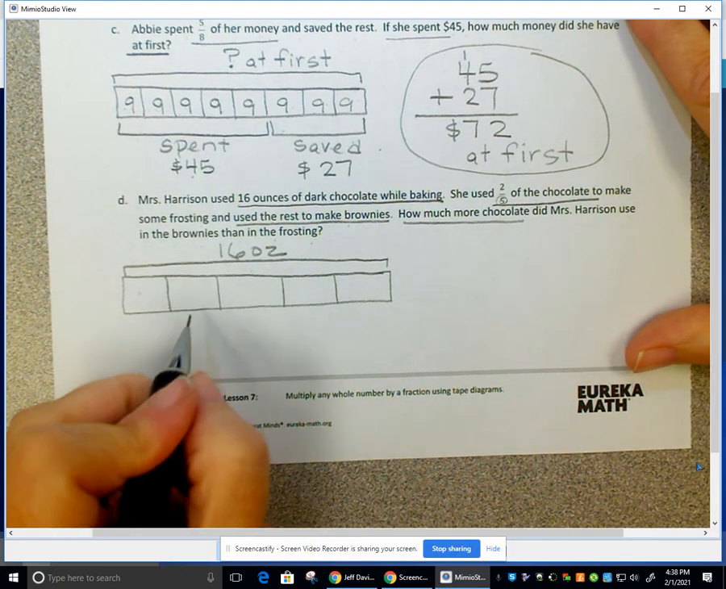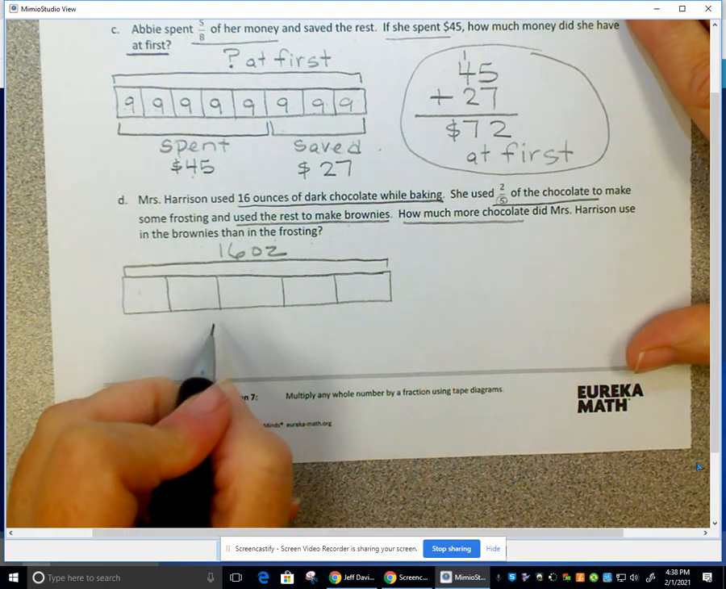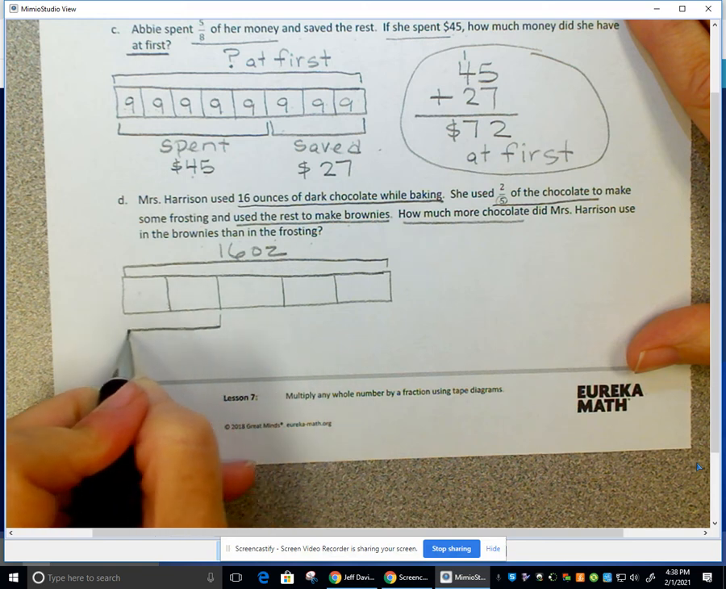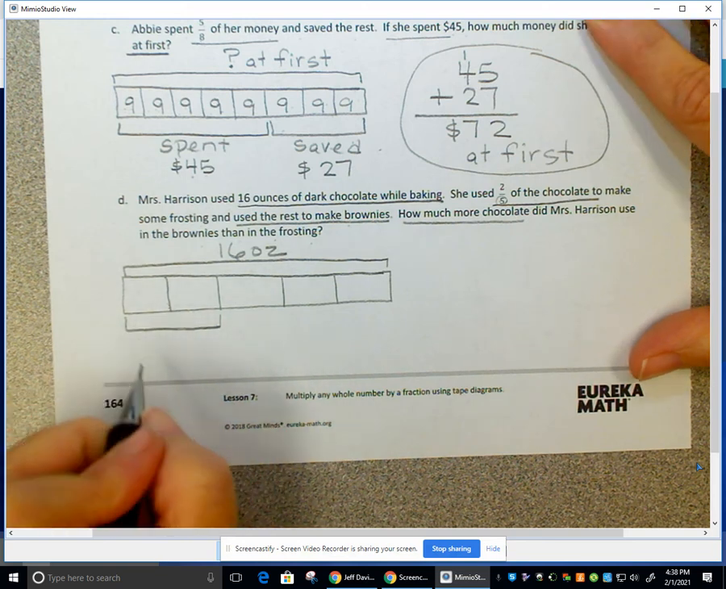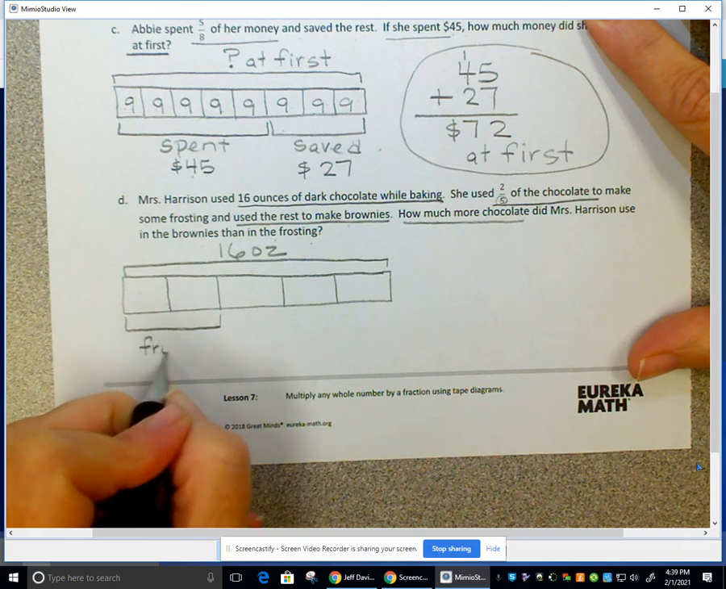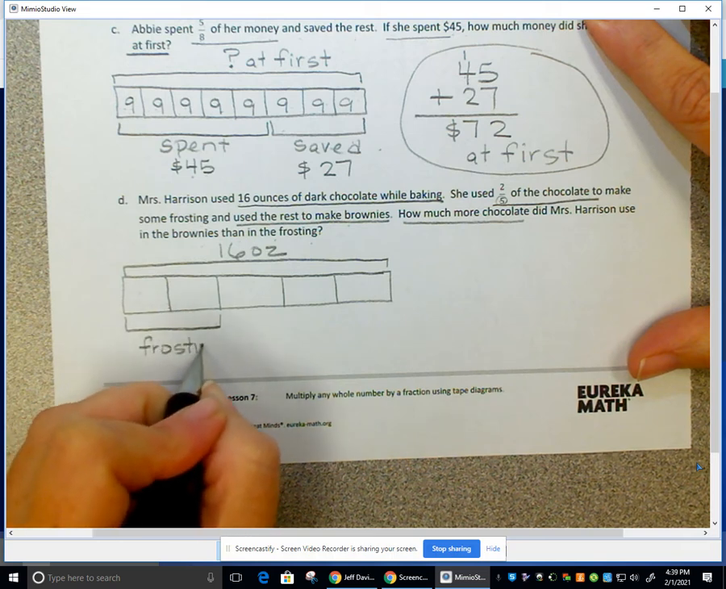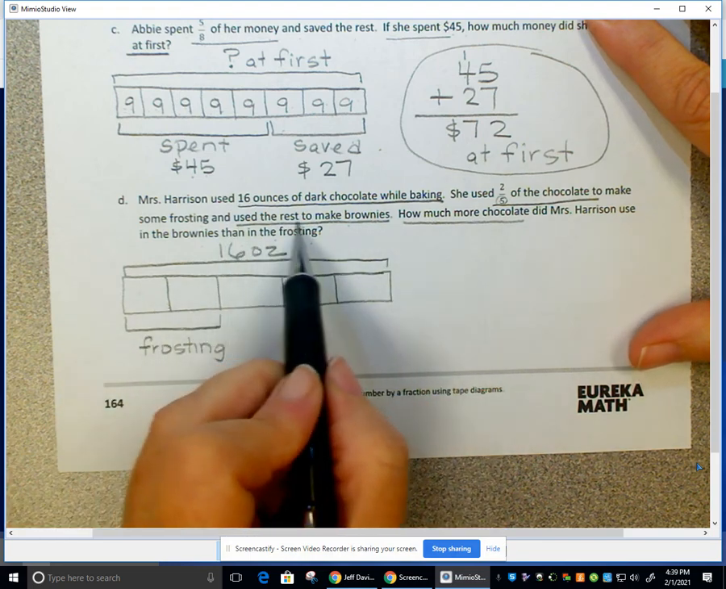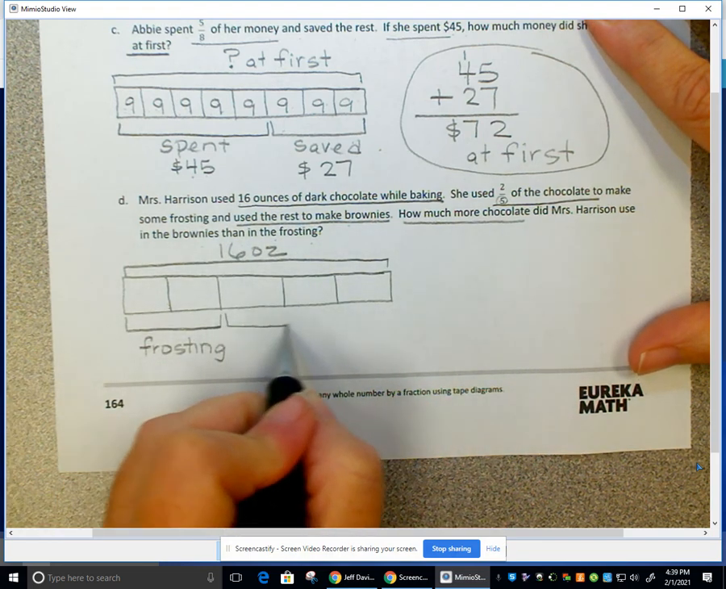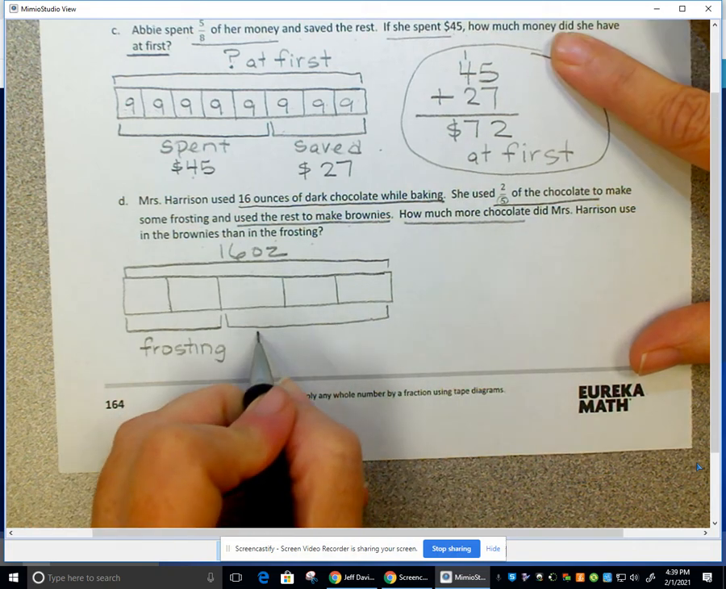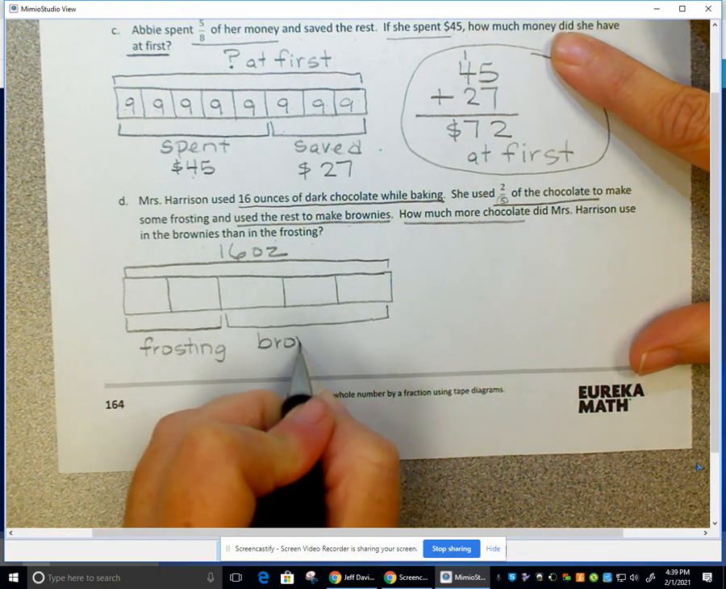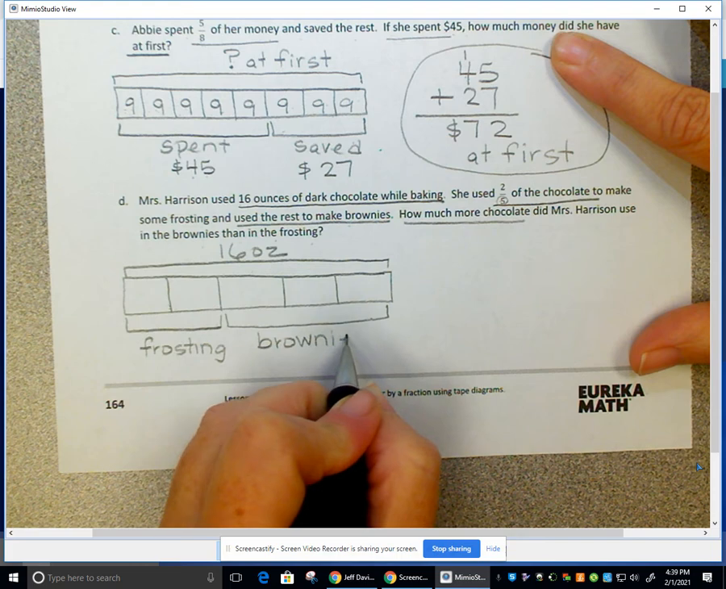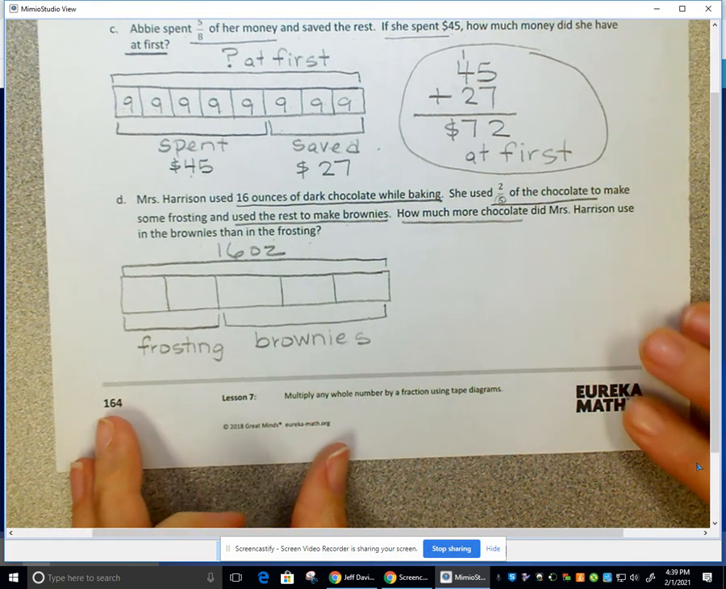So we know that 2/5 was used to make frosting. So the rest was used to make brownies. Okay?